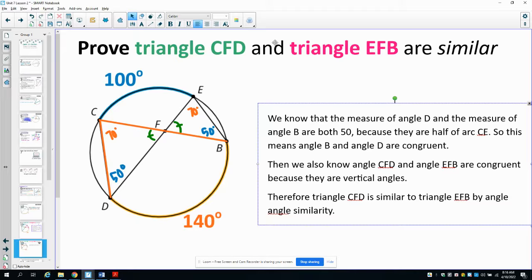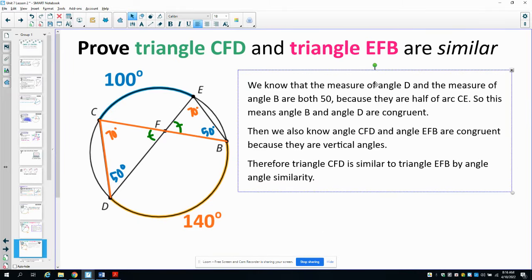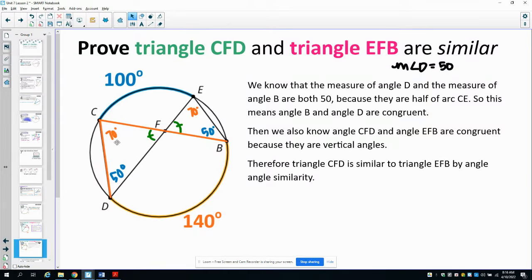So that's just, obviously, typing out the words. You could write out, you know, measure of the angle. For measure of angle D, you could write measure of angle D equals 50 when you're writing it out. And if you used the angle C and E versus D and B, you could substitute that in to your proof.